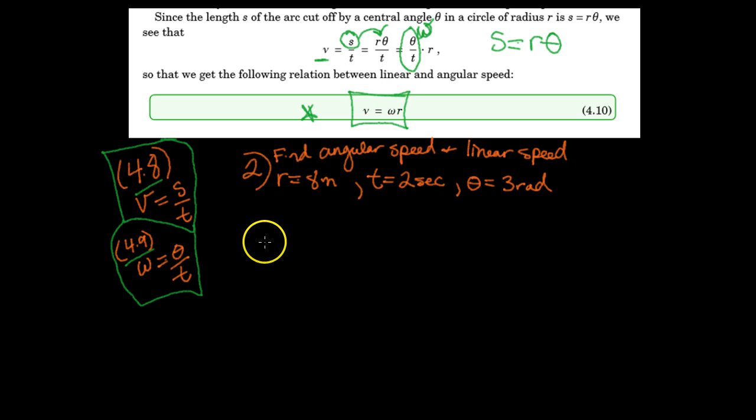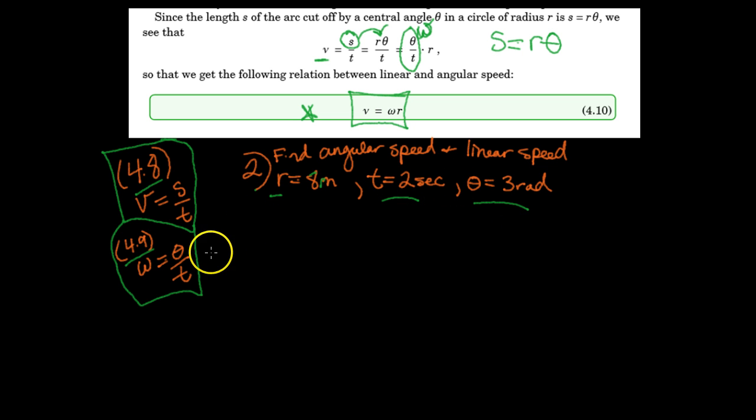So the examples in the book are really great, and I recommend you just read through this section. I bet you could actually do it on your own without even watching this lesson, but this is just a little extra stuff. So to actually find angular speed and linear speed, which is what you have to do in some of the exercises, in this case we're given the radius, and that's 8 meters. We're given the time, 2 seconds, and theta.